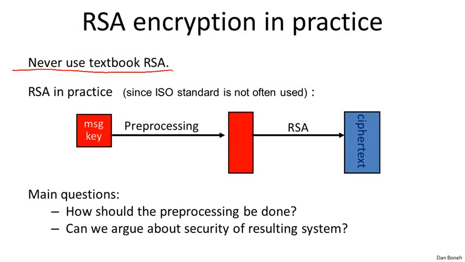You should never directly encrypt a message using RSA because that's insecure. You always have to do something to the message before you actually apply the RSA function. We saw the ISO standard in a previous segment where we generated a random X, encrypted X using RSA, and then from this X we derived a symmetric encryption key. But that's actually not how RSA is used in practice.